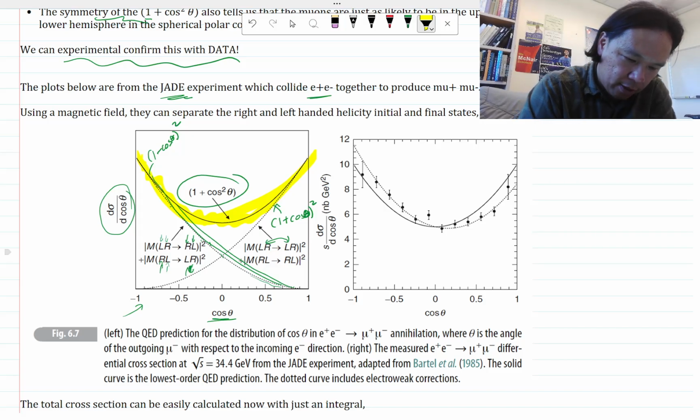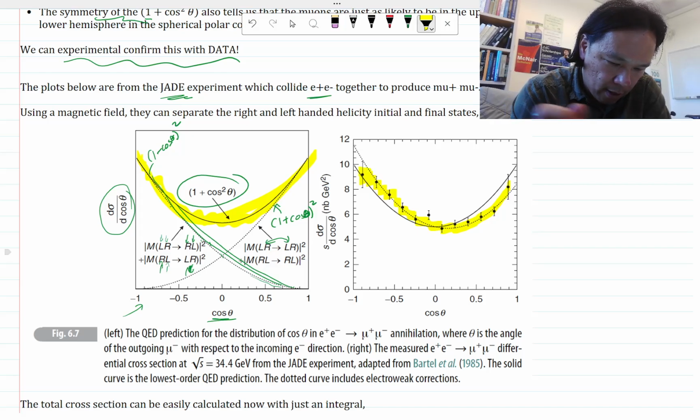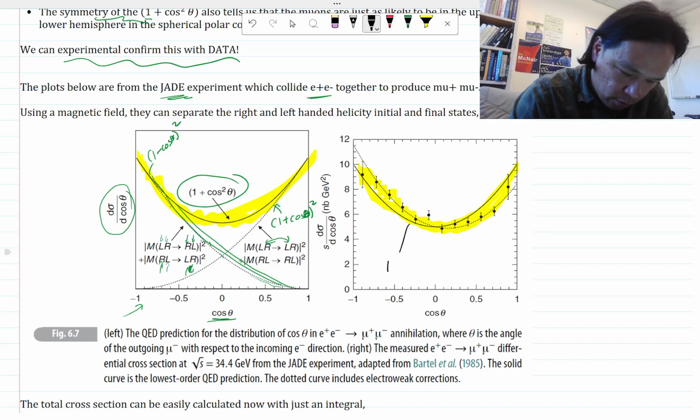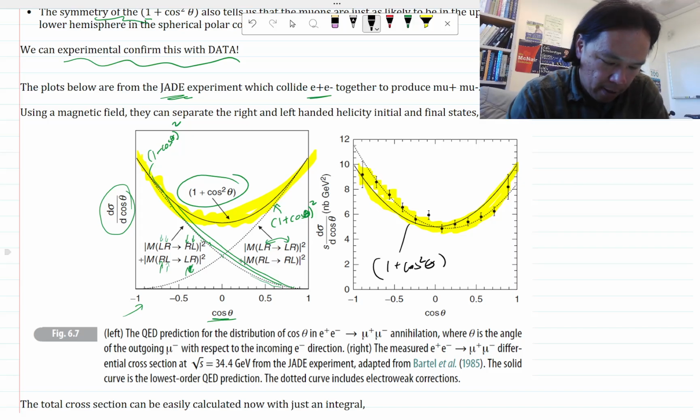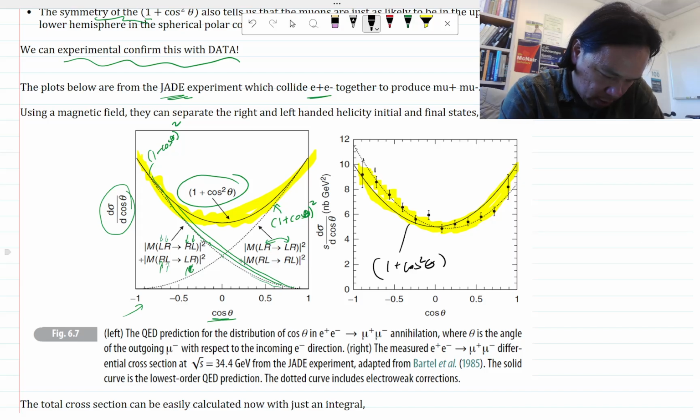Okay. In fact, this is the data plotted on the right. The dots with the error bars are the actual data from the experiment. This black line is 1 plus cosine squared theta. And this dashed line, let me see what that is.